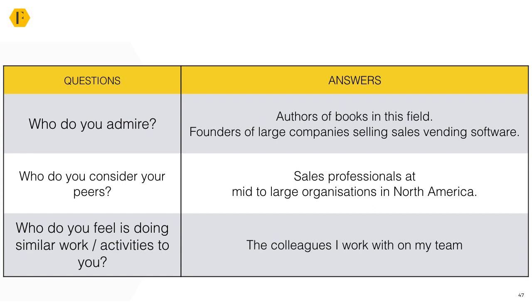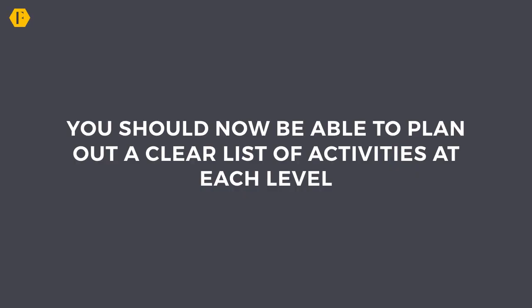And the answers again might be things like authors of books in this field, or founders of large companies selling relevant software in this field. In this example, it might be sales professionals at similar organizations, and it might be colleagues that work on your team. And when you get a sense of what this identity is, you can use that to start planning out a list of activities and content and discussions that we'll show you in just a second. So you should be able to do this now. You should, at the very least.